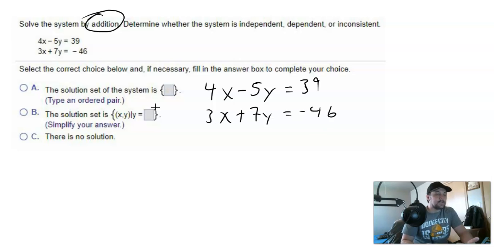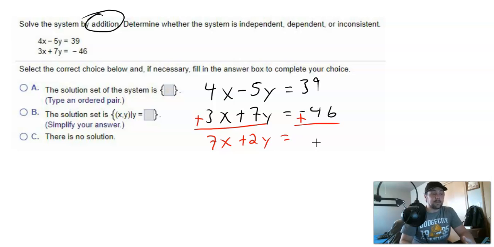Here are my two equations. If I do what I've done the previous two times I've used the elimination method, and I just jump right into adding the equations together, mathematically speaking, it's not wrong to do this. You haven't made any mathematical mistakes by doing this. I add the left-hand sides together. I get 4x plus 3x, which is 7x. I add the y terms together. I get negative 5y plus 7y, which is plus 2y.